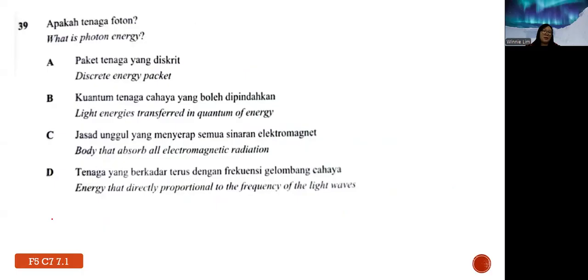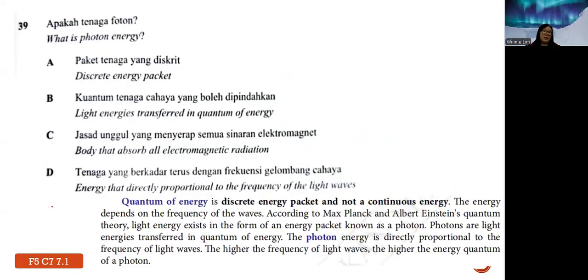Okay, then 39. What is photon energy? Generally, all the statements here are quite related to the quantum of energy or photon. It's a bit hard to get the idea clearly, so I will show you what textbooks say. Quantum of energy is actually discrete energy packets, and they are not continuous. Then the energy depends on the frequency of the wave. From Max Planck and Albert Einstein's quantum theory, light energy exists in the form of energy packets known as photons. If they ask you what is a photon, then the choice is A.